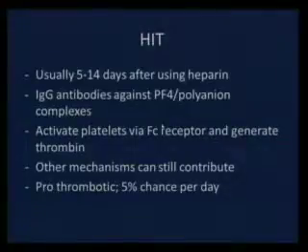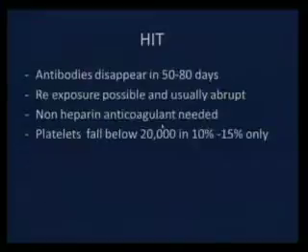The counts were not even going up steadily, they remained right in the lower range in that graph. So antibodies of HIT usually disappear in 50 to 80 days, but re-exposure is a very common phenomenon, and if the patient is re-exposed, the platelet count dip is going to be very abrupt. It can happen very suddenly. Platelets will usually fall below 20,000 in very rare patients. It's about 10 to 15%, but it's rare.